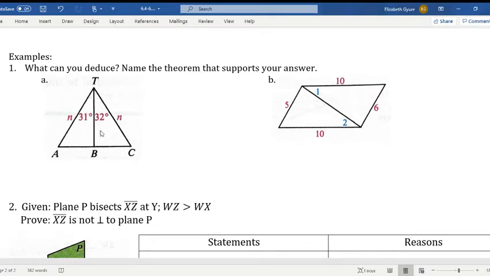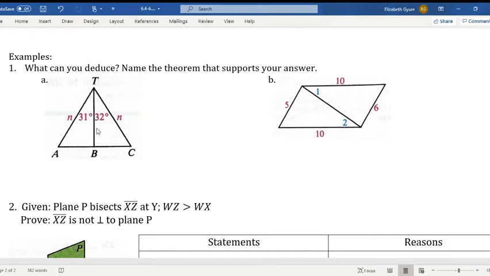So here we have two triangles. It is telling us that TA has a measure of n, TC has a measure of n. We have a 31-degree angle and a 32-degree angle. Now for this is like those theorems we just talked about. n and n means we have a set of congruent sides. We also have a shared side in the middle with TB. So those are our two sets of congruent sides.